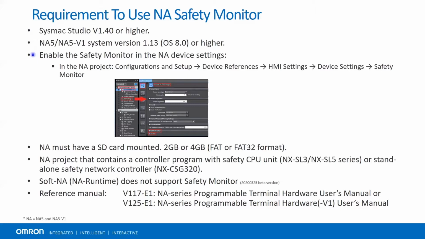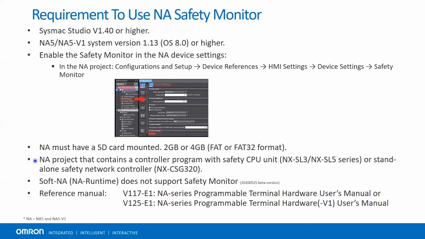Enable a safety monitor in the NA device settings. In the NA project, go to configuration and setup, device reference, HMI settings, device settings, go to the safety monitor and check the enable box. The NA must have an SD card mounted, 2 gig or 4 gig, FAT or FAT32 format.